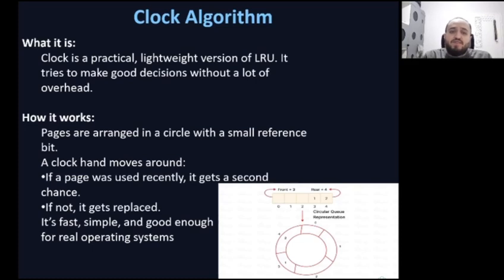Finally, we have the clock algorithm, which is basically a simplified, efficient, and practical version of least recently used. Pages are arranged in a circle, like a clock. Each page has a reference bit. A clock hand moves around the circle checking pages. If a page was used recently, it gets a second chance. If it is not, it gets replaced. So why is it good? Because it is fast, simple, and good enough for real operating systems.